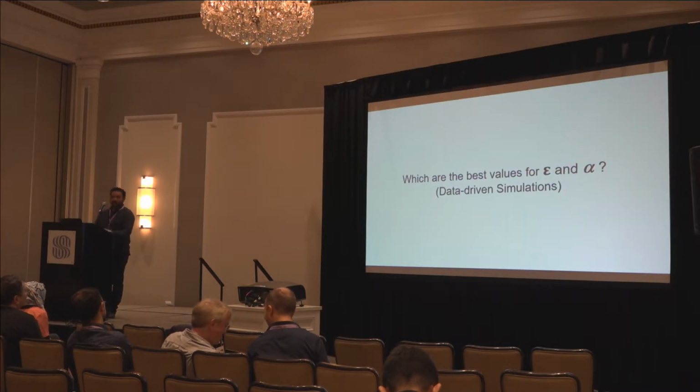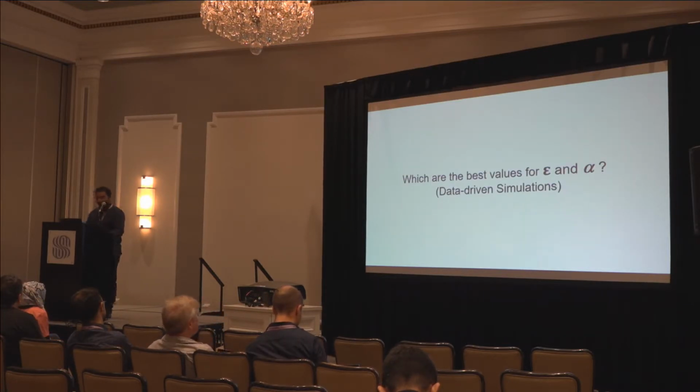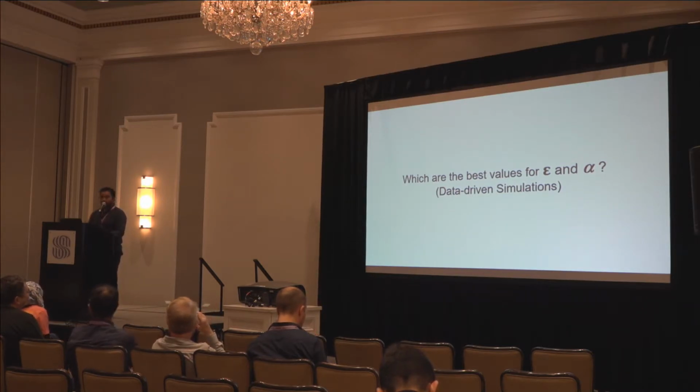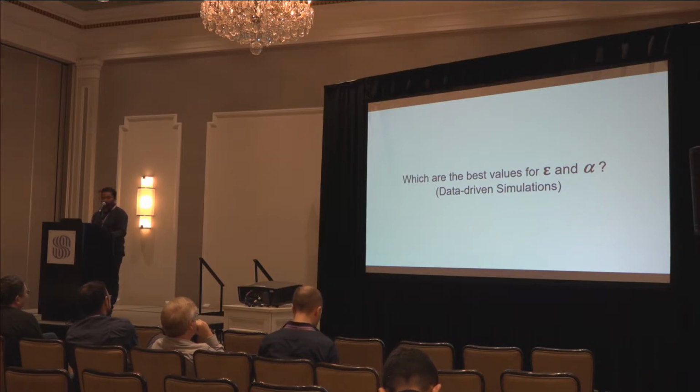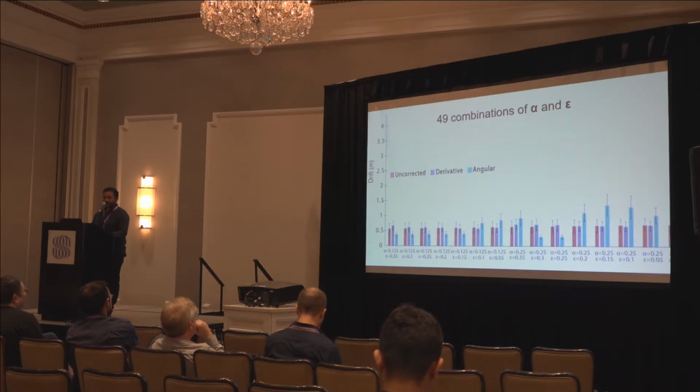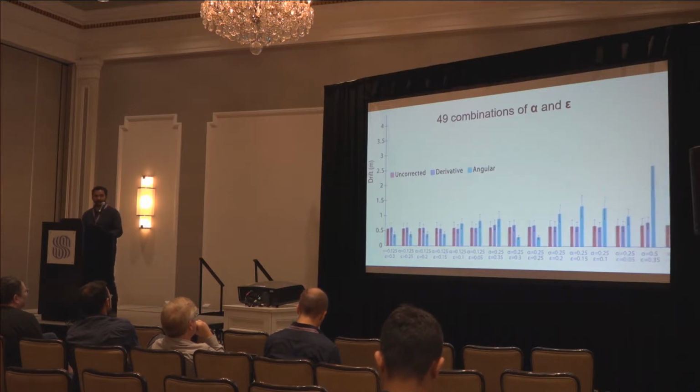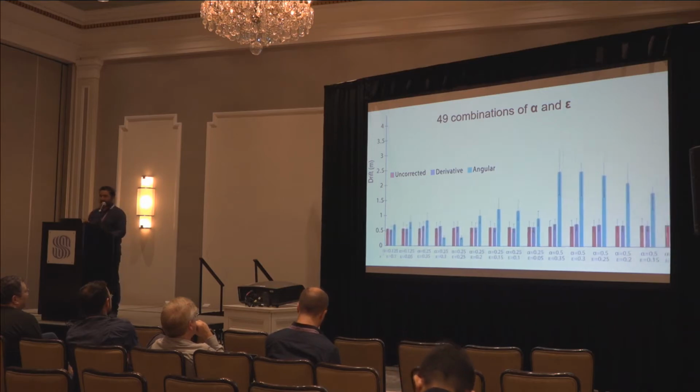Okay, the models were defined, but we still need to find the best configuration for these variables. To do this, we reused the information we collected in the first experiment about the navigation of the 12 participants along the 12 flags, and we implemented a data-driven approach with simulations for this search. We tested 49 possible combinations of alpha and epsilon.